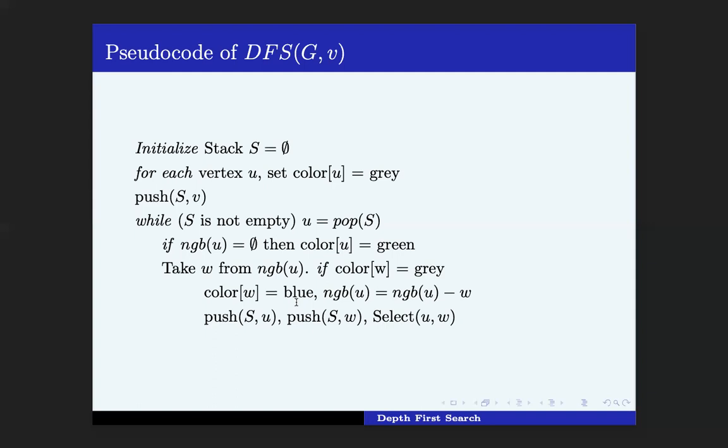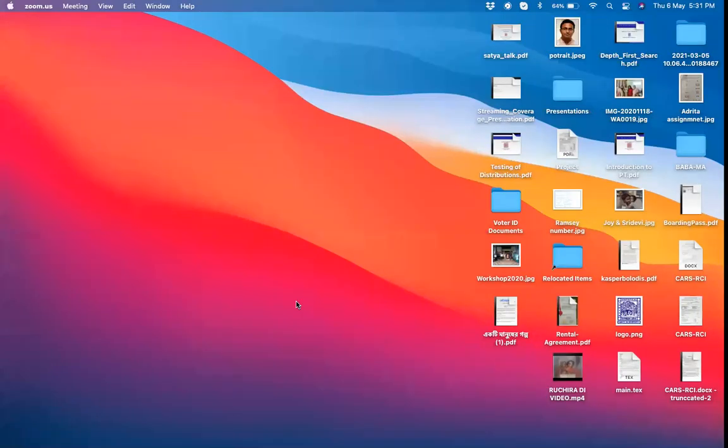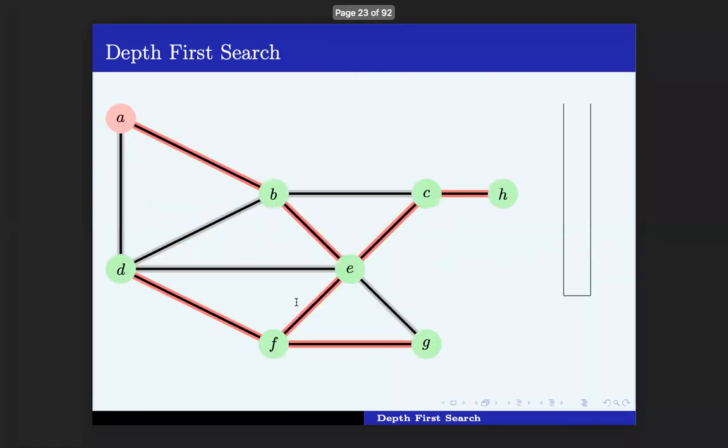Sir, what is it? Select UW. Select UV is for if you are looking at the DFS tree. How do you produce the DFS tree? So UV is the edge that will be in the DFS tree. Okay. Spanning tree. On the spanning tree, the tree that will be formed by the... So here the red tree, the tree formed by the red set of edges.